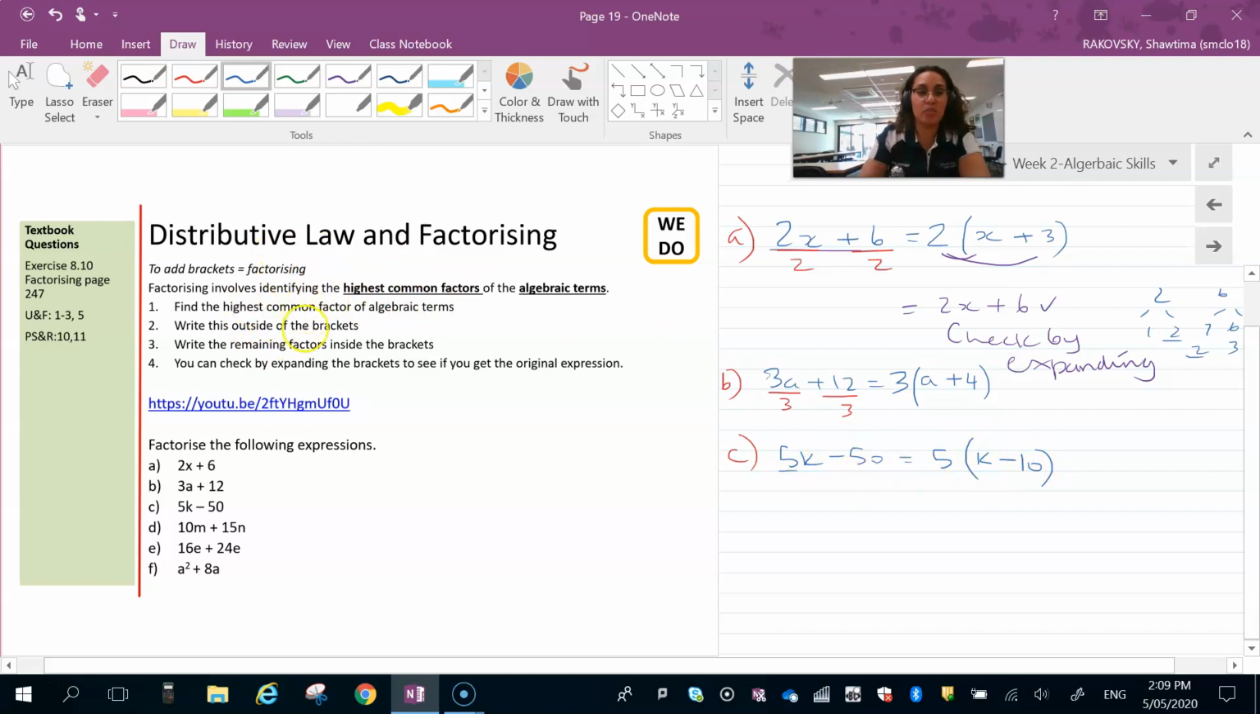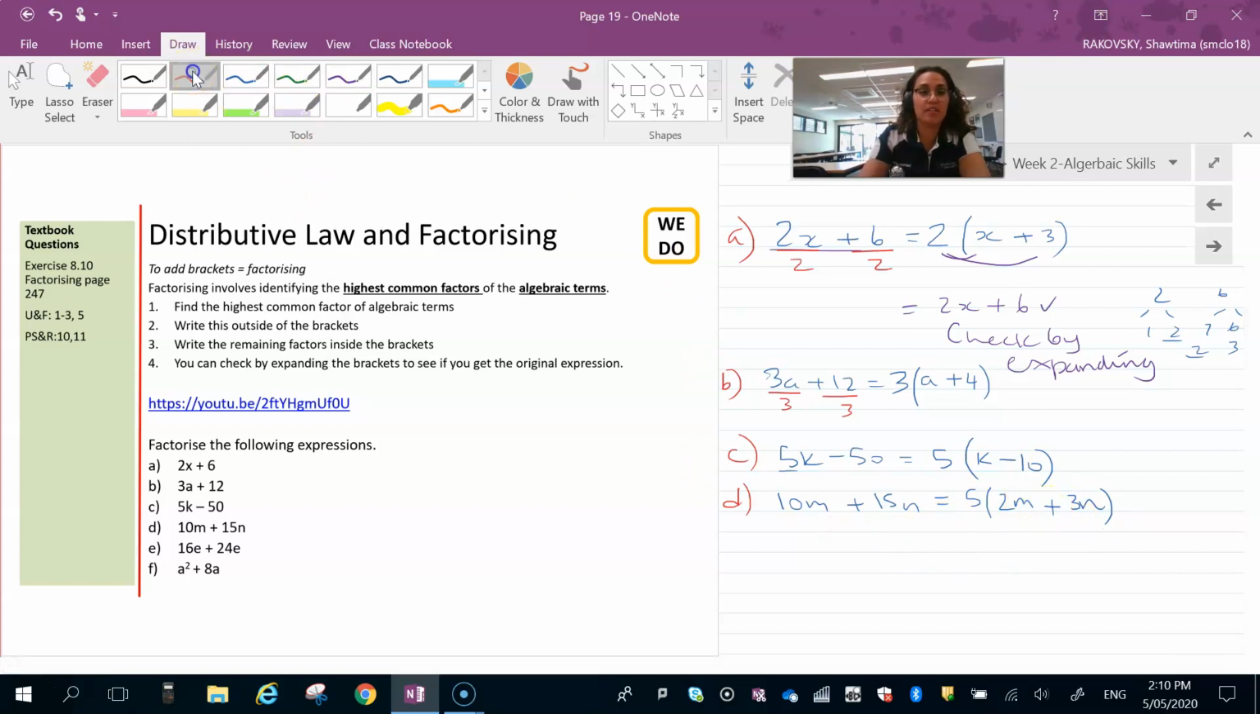All right, let's have a look when there's a variable on both terms. So D, we have 10m minus 15n. 10 and 15. Now you might be like, oh, wait, there's a couple of things going on here. Their common factor is 5, or highest common factor. So 10 divided by 5 is 2. Oh, sorry, and there's no common like terms between the variables. So m, and then minus 15 divided by 5 is 3, and now n. So there we have it.